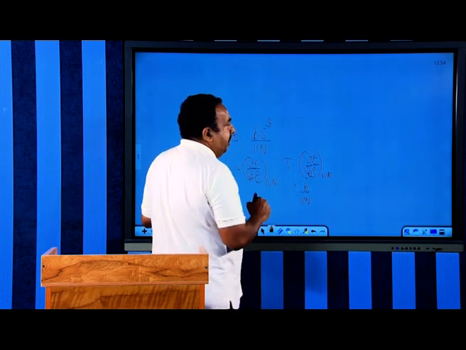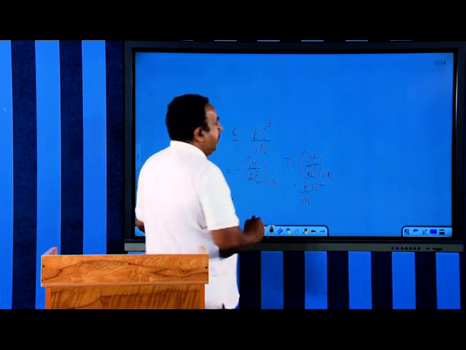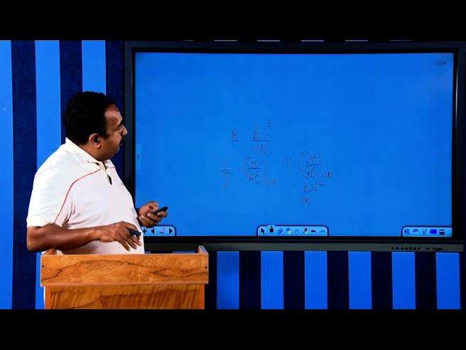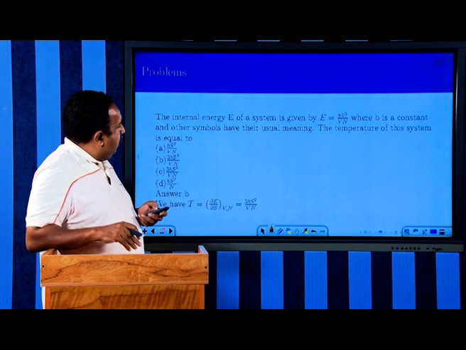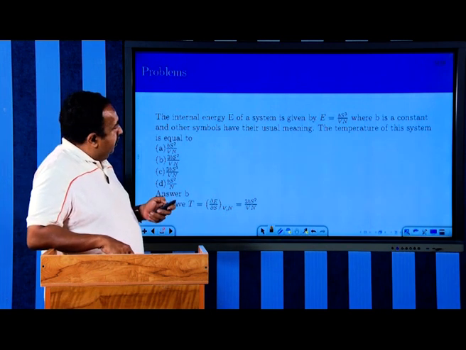Then I can take the derivative of S cubed, which is 3 S squared. Therefore, your answer for the temperature will be 3 B S squared divided by V N. This is your answer.